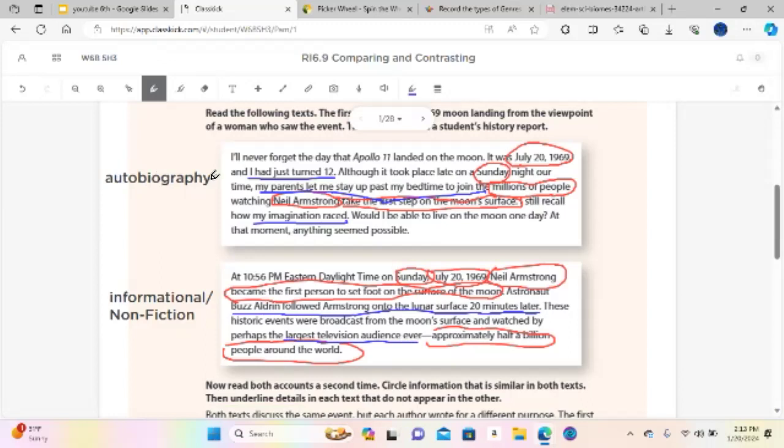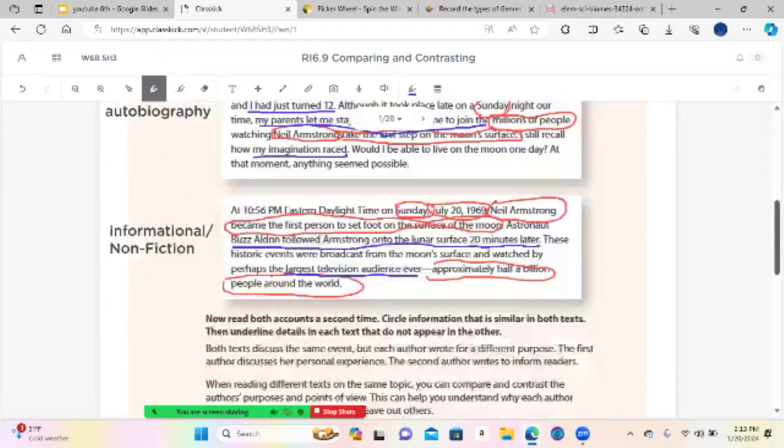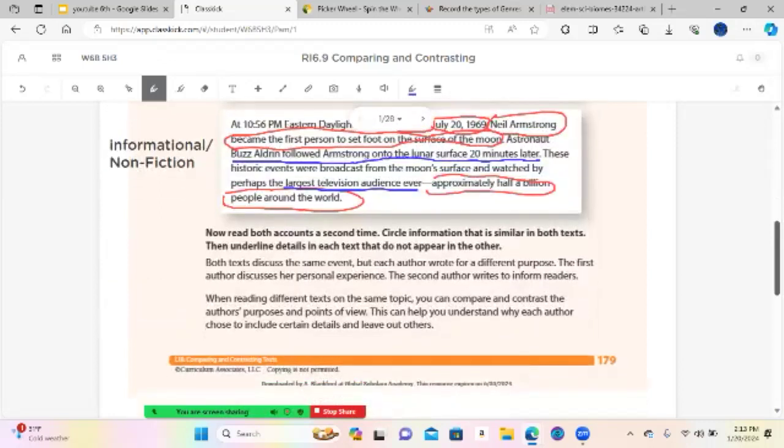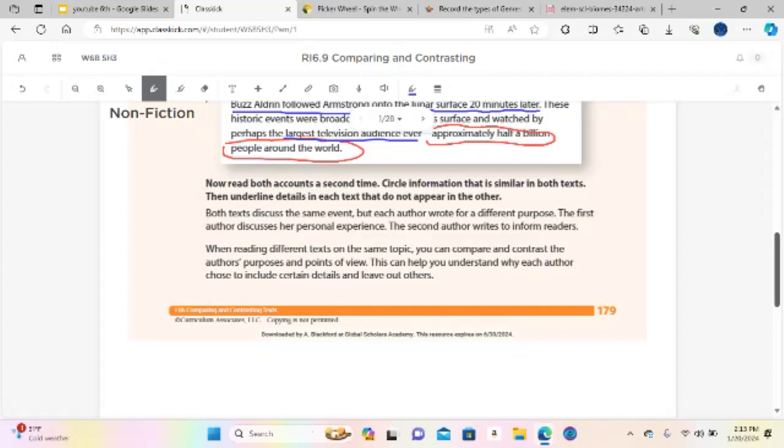Yes, so good job identifying the similarities and differences. It says when reading different texts on the same topic, you can compare and contrast the author's purpose and points of view. This can help you understand why each author chose to include certain details and leave out others.